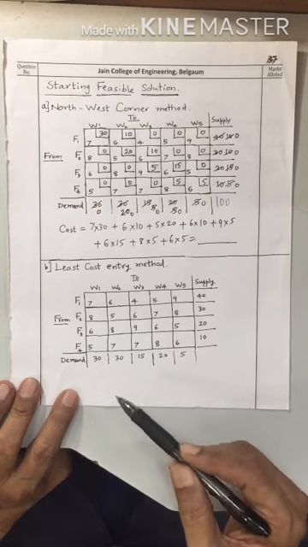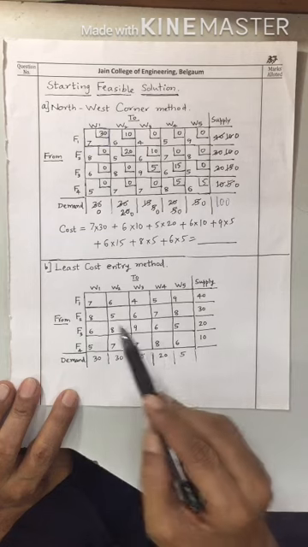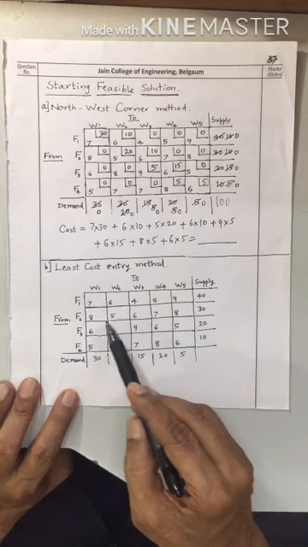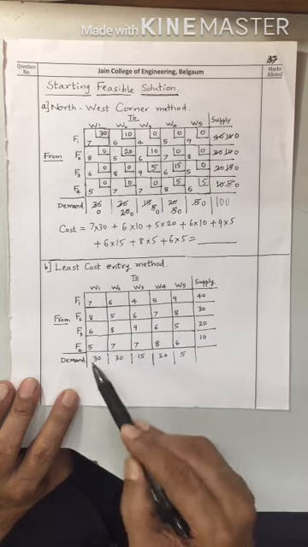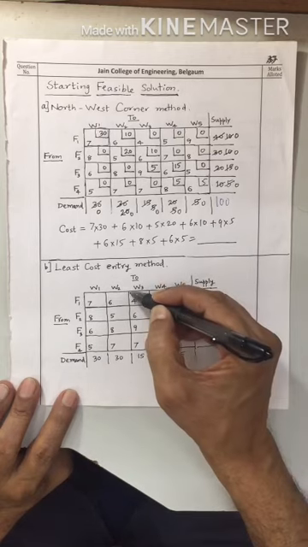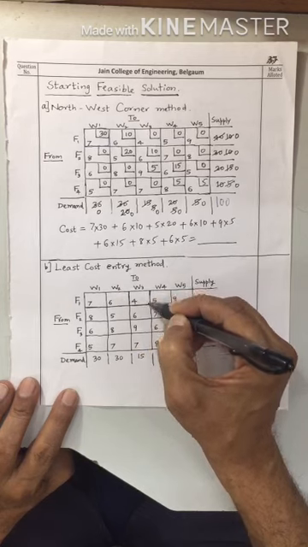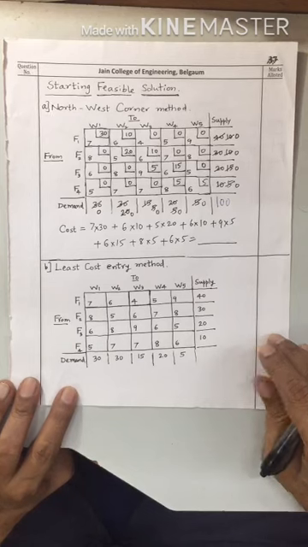Now just go through all the Cij values: 7, 6, 4, 5, 9, like that. You go through all of these and find out the least value. I find that the least value is 4. That is nothing but F1 comma W3. This is the cell which I am choosing for making a decision.